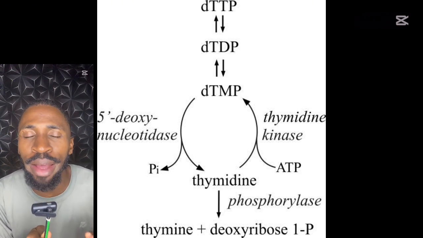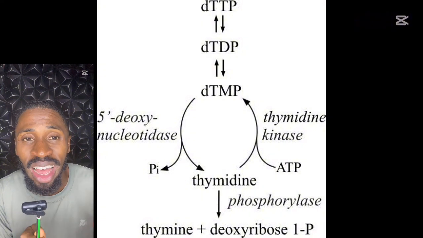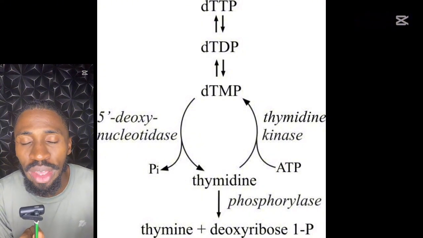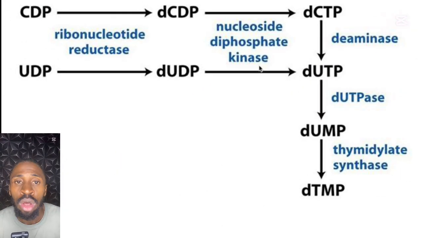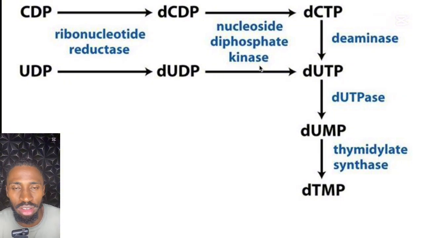So you just know that anytime you want to convert an RNA structure, which is CTP, UTP, and so on, to DNA, what do you use? Ribonucleotide reductase. Don't forget it.